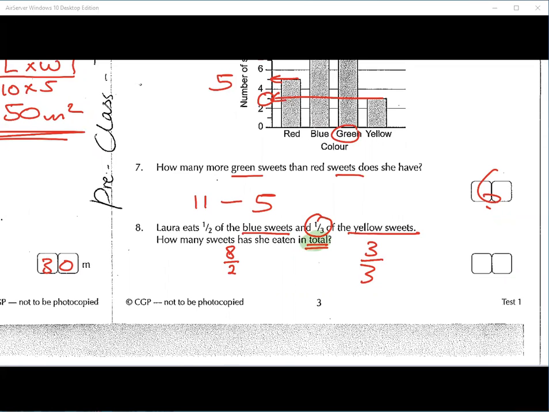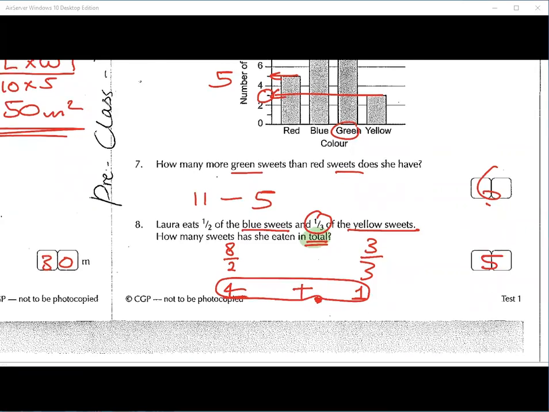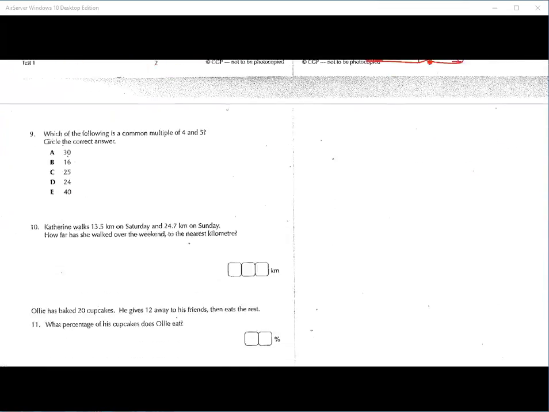So 8 divided by 2 is 4. 3 divided by 3 is 1. Then 4 plus 1 equals 5. Thank you for that. Lovely. Right.